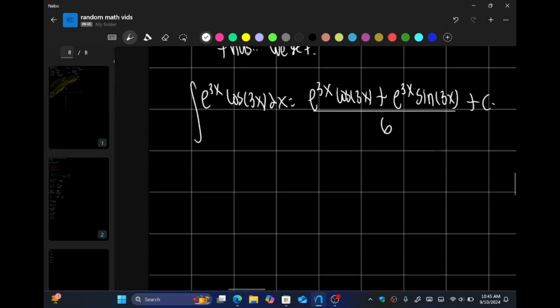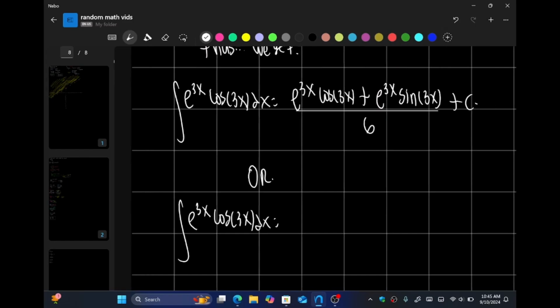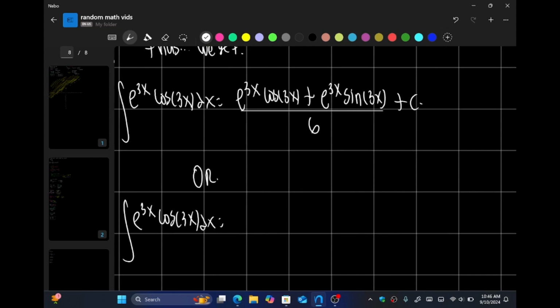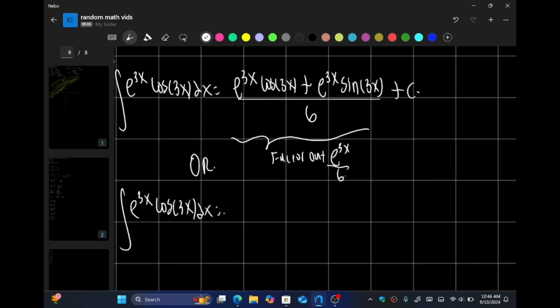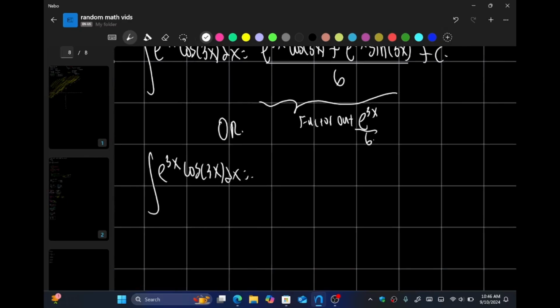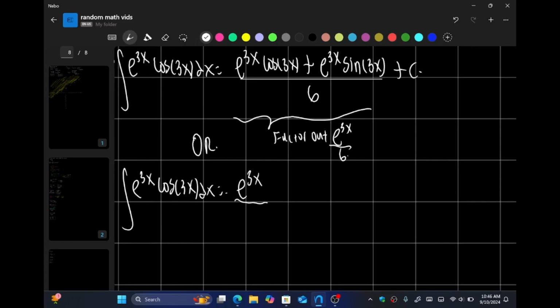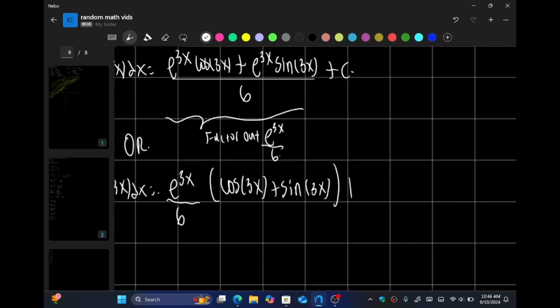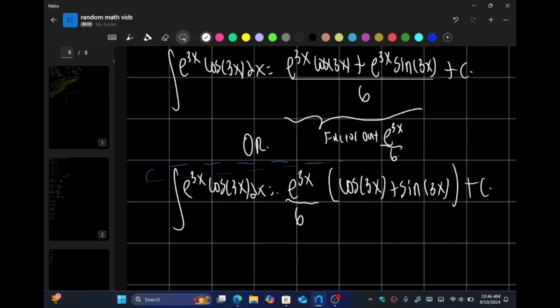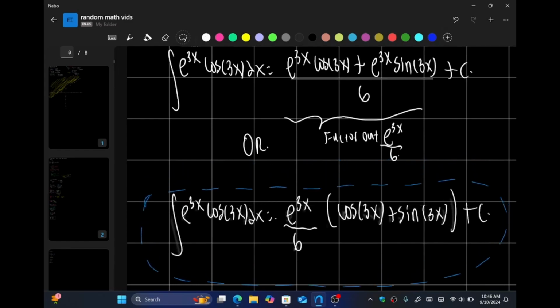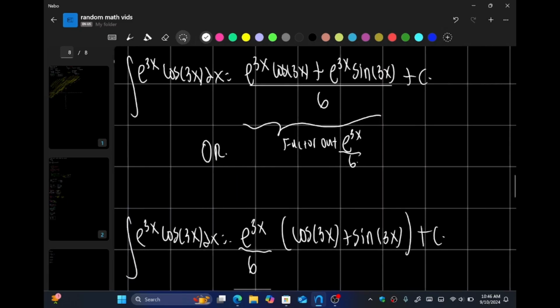plus constant of integration C. Or the integral of e to the 3x cosine of 3x dx is equal to, and we're going to factor out e to the 3x over 6, so it's going to be e to the 3x over 6 times the quantity cosine 3x plus sine of 3x, plus constant of integration C. And these are two different ways in which you can write the final answer to this problem, guys. But all in all, that is going to be the final answer.